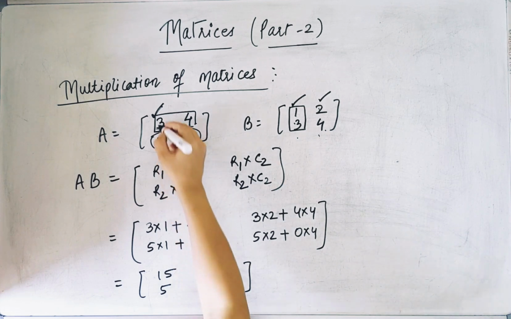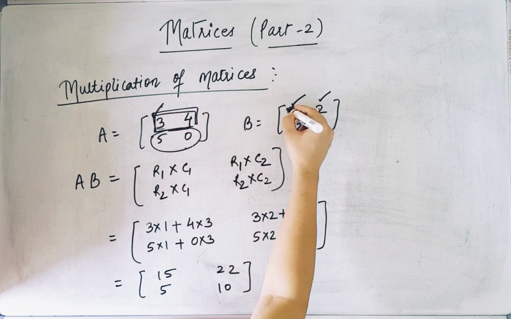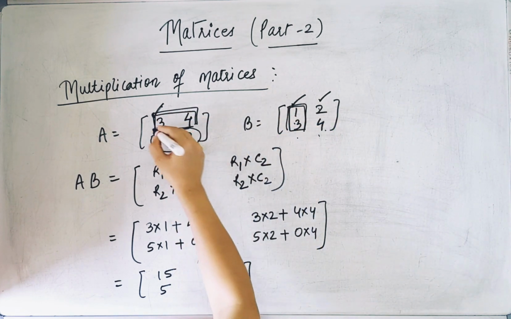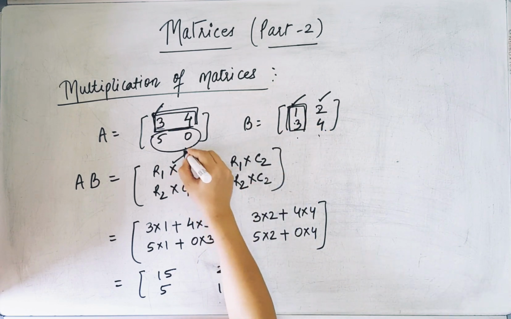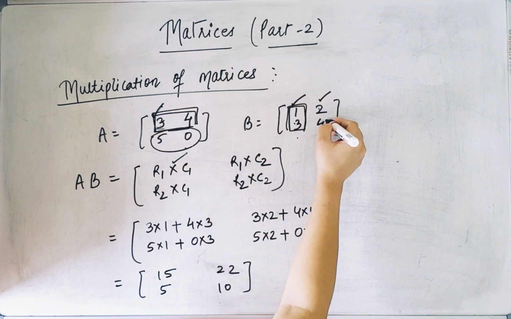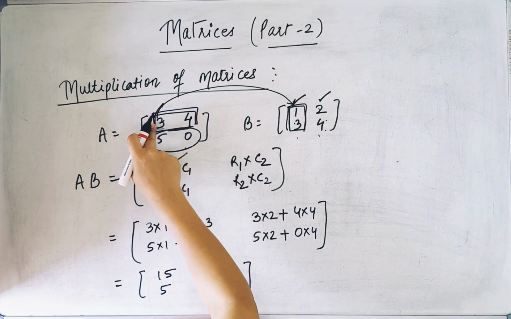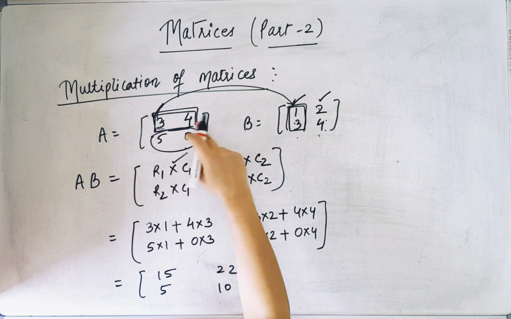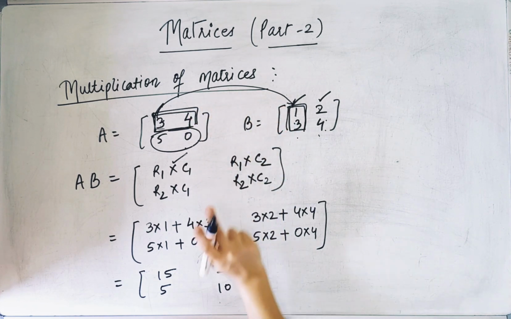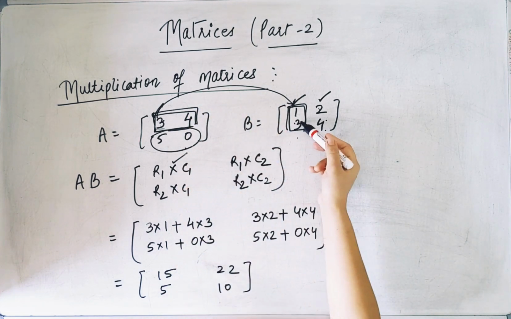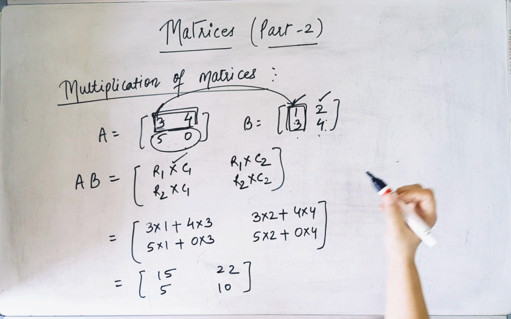Again I am repeating. Row multiplied by column. First row, first column. First row, second column. With respective element फिर multiplication होता है. जैसे इसका first element and इसका first element. इसका second element and इसका second element. Then row second, first column, row second, second column.